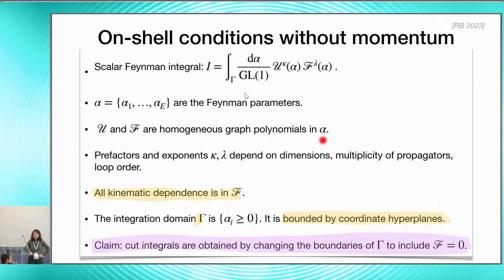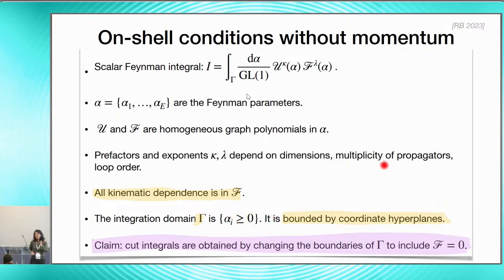Of these two polynomials, all your kinematic dependence is in one of them, which is the F polynomial. If we're looking for discontinuities, we're interested in discontinuities as we vary the kinematic parameters, so we're really focusing on F. Here, the integration domain, as we set up using the Schwinger trick to introduce Feynman parameters, is given by having all the alphas non-negative. So the boundaries of the integration region are alpha I equals 0 for each I.